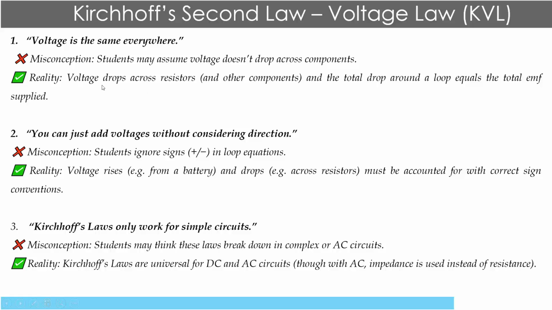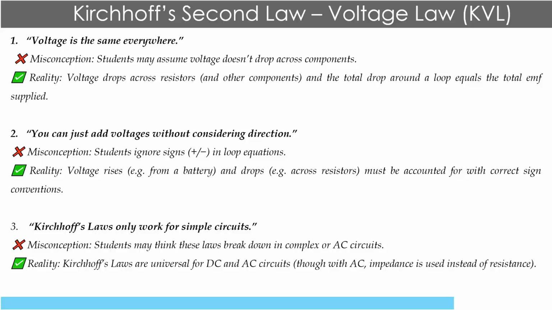So we have voltage drop across resistors and other components, and the total voltage drop around a loop equals the total EMF supplied. As we could see from the example that we just saw, the total voltage drop across those components, across each of the resistors, was equal to the voltage supplied within that loop.